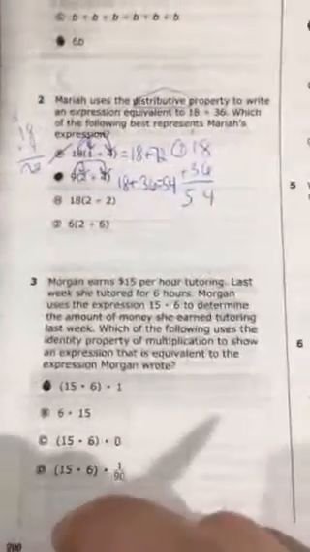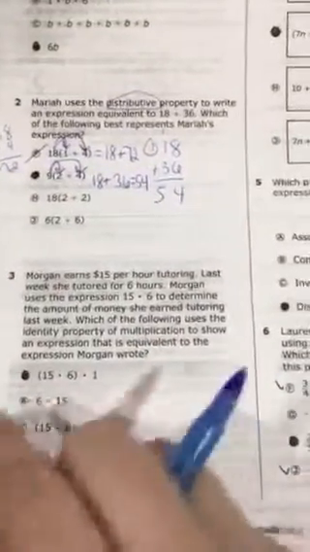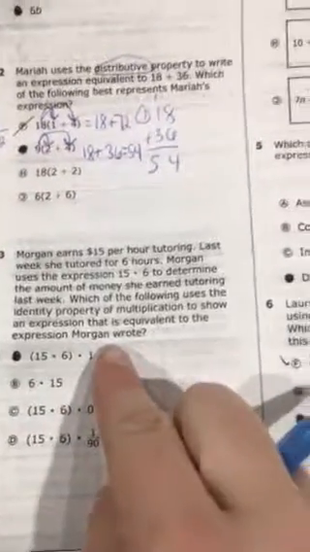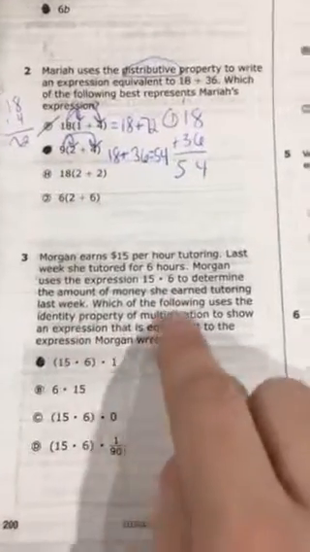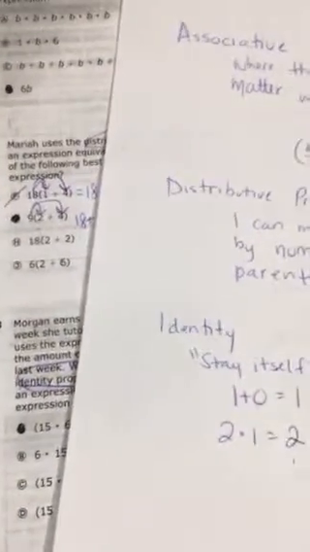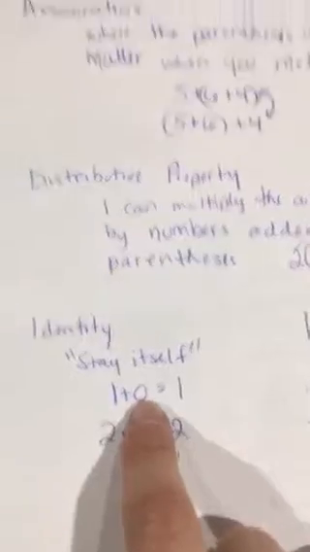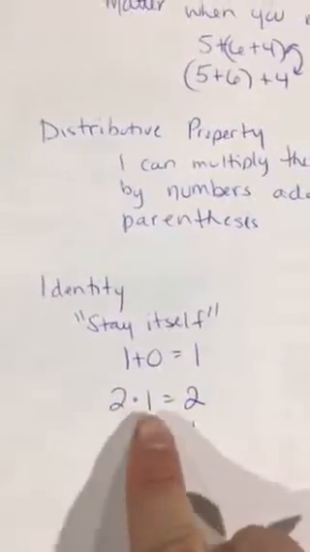It's very important when you read these questions to understand what property they're asking for, because all the answer choices basically represent a property. But for example, number 3 asks, which of the following uses the identity property? So identity property, think about your identity. It is who you are. So a number's identity, the number wants to stay itself. So I'm either going to be adding something by 0, or I'm going to be multiplying times 1.